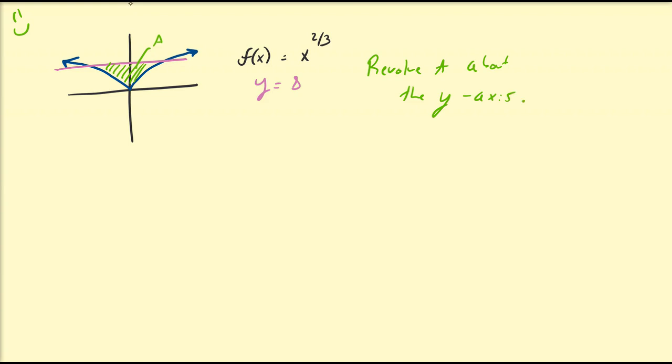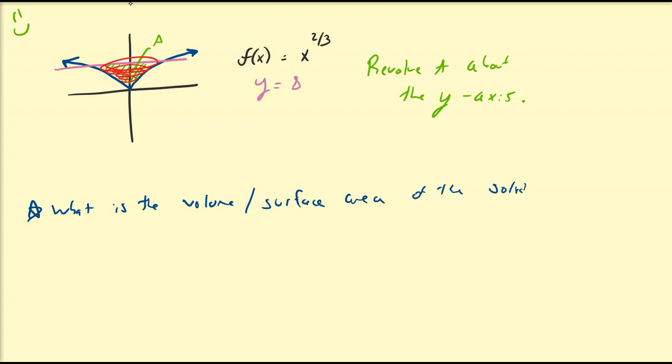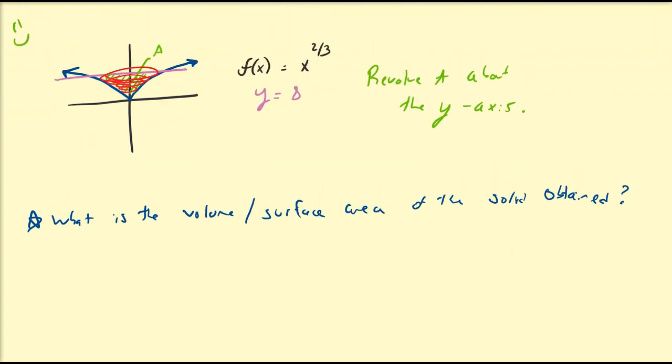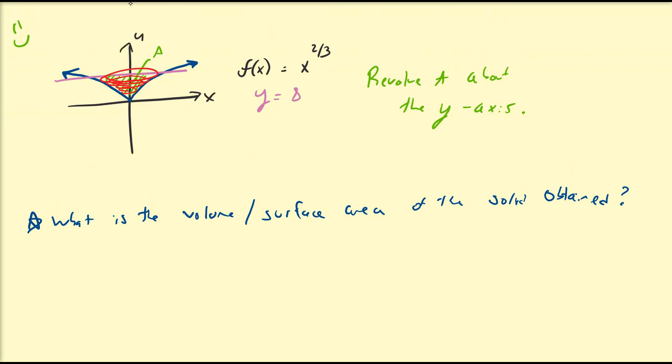So what is that going to look like? That means we're going to have a bunch of circles sort of circling around the y-axis. So the question then becomes, what is the volume or surface area of the solid obtained? Okay, great.